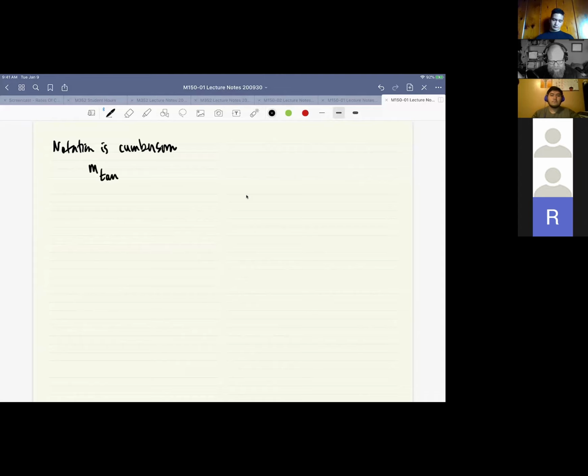This m sub tangent and m sub secant, it's not standard, it's cumbersome, and it doesn't have a lot of information. Like, it doesn't tell us what x equals c is.